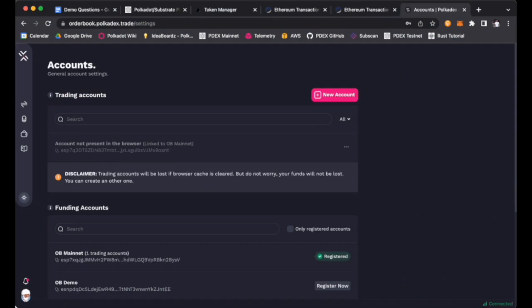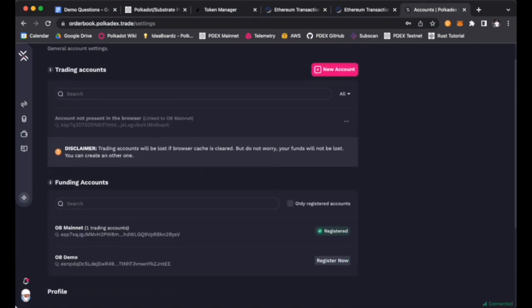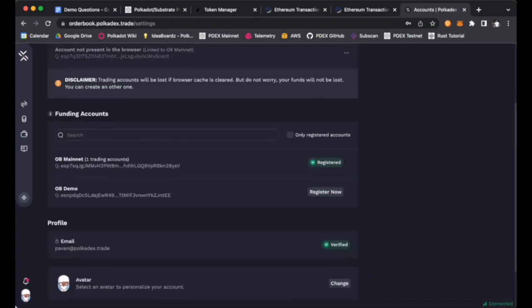So before we dive any further into this, let me go ahead and explain what a funding account is and what a trading account is. So the funding account is your Polkadex account. It's the place where all your assets sit. It's the Polkadex account whose keys you should never share with anyone. This is where all your funds are going to sit. When you bridge tokens from Ethereum chain to Polkadex chain, this is the account where all those tokens are going to come and land.